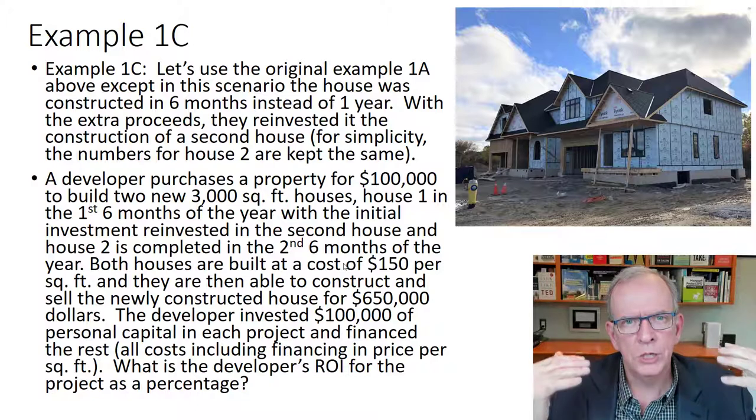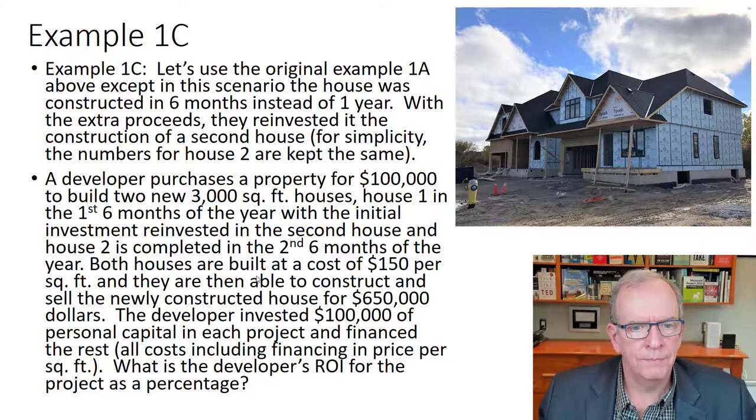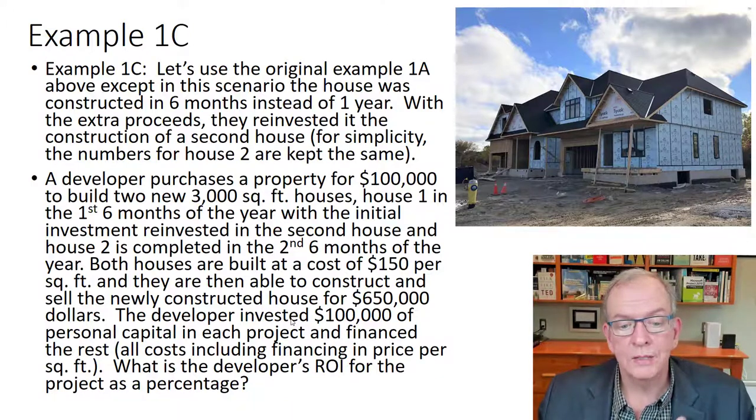But I want you to picture what kind of impact that has on your return on investment, right? So we spend 6 months of the year, the investment is reinvested in the second house, completed in the second 6 months. Both houses are built at a cost of the 150 that we mentioned before, and they sell both of them for 650,000, and you're invested only that 100,000. So you built two, but you didn't end up having to have 200,000. You kept using your own money twice.